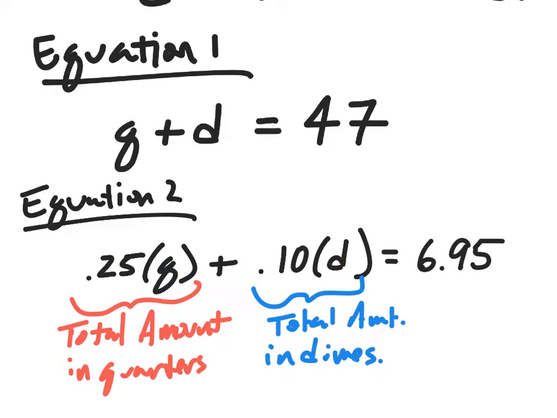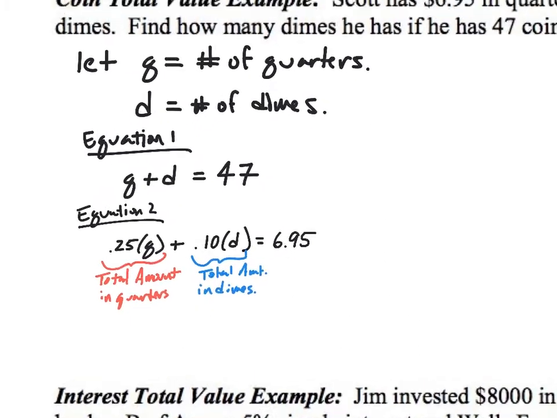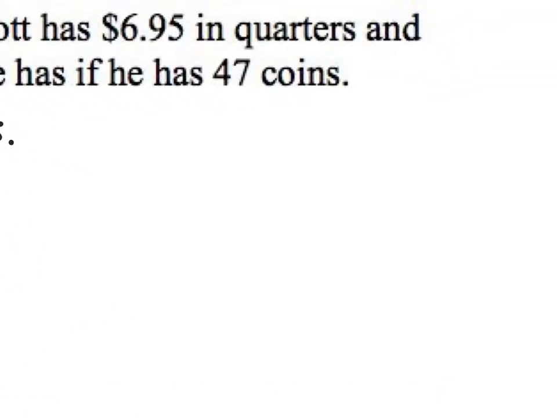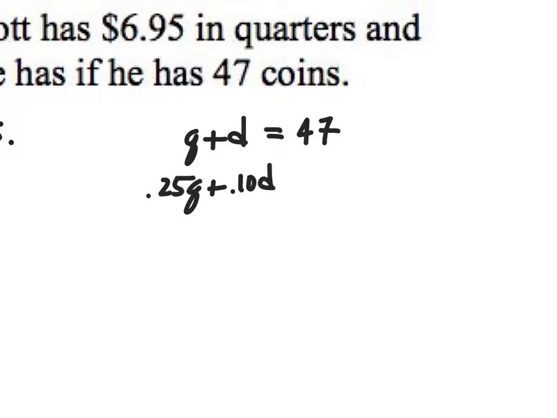Now let's set up our system. Our system is going to look like this. I've got Q plus D is equal to 47. I've got 0.25 Q plus 0.10 D is equal to $6.95.